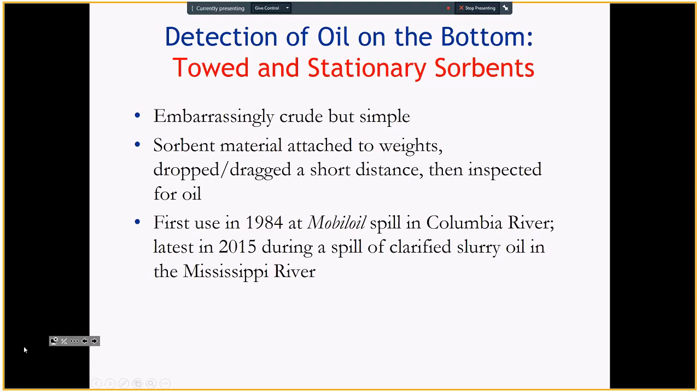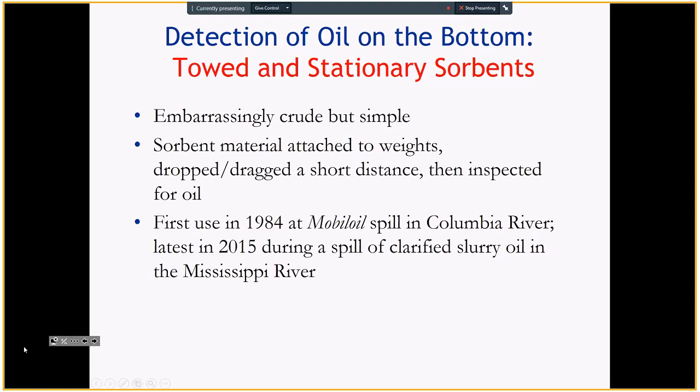A lot of times we use these either stationary or towed sorbents. Like I said, they're embarrassingly crude, but we've been using them since the first time they were ever used in 1984, the Mobile oil spill. And you talk about how an oil responds to change in wind. That spill occurred in the Columbia River, and it was just heavy enough to not float in freshwater, but as it reached the saltwater edge, it rolled up that saltwater wedge, then came out and stranded on the shore along the coast, to the north of the Columbia River. We always think about them floating then sinking, but sometimes they can sink then float.